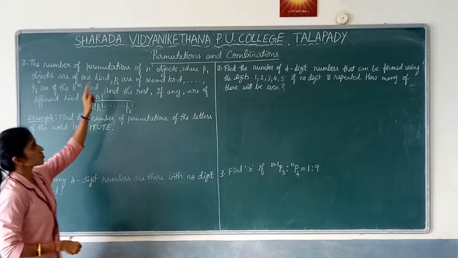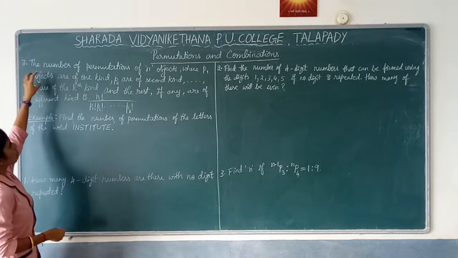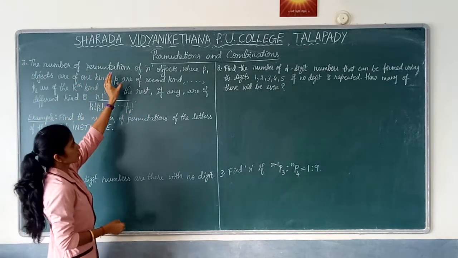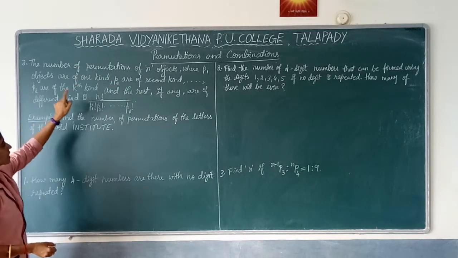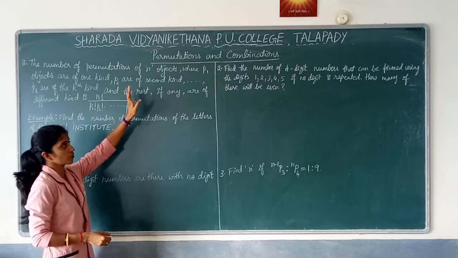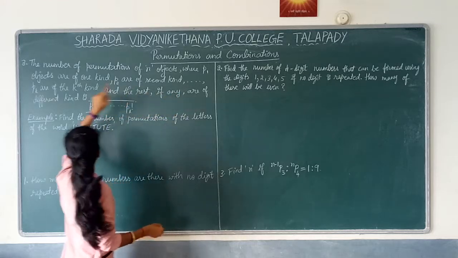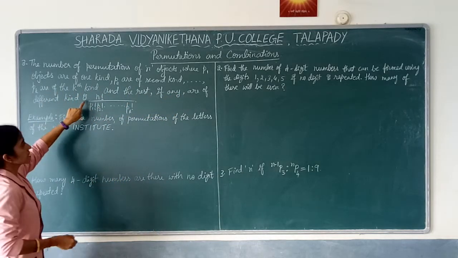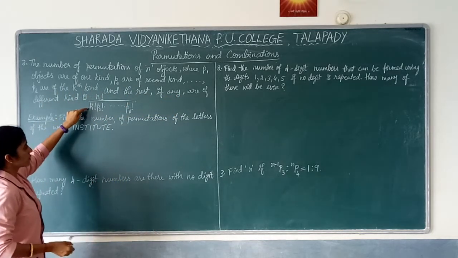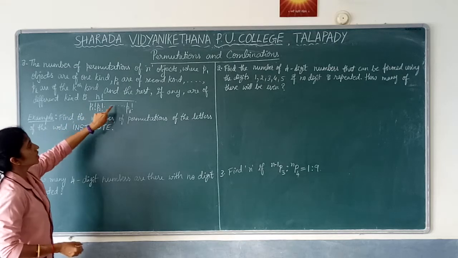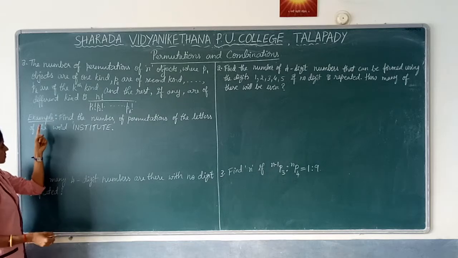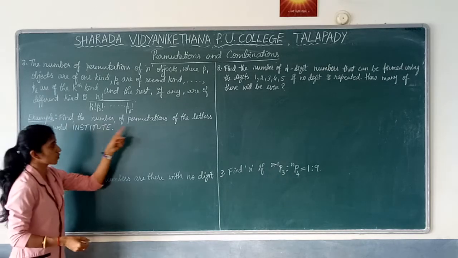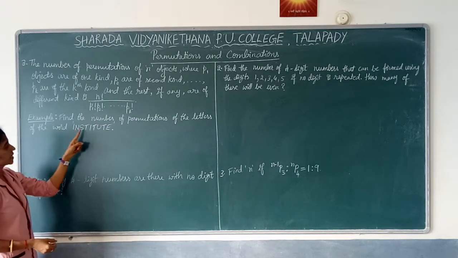The number of permutations of n objects taken, where p1 objects are of one kind, p2 objects are of a second kind, and so on, pk are of the kth kind, and the rest are different, is n factorial divided by p1 factorial, p2 factorial, and so on till pk factorial. Okay. How does it work? Let's see in the example. Find the number of permutations of the letters of the word institute.